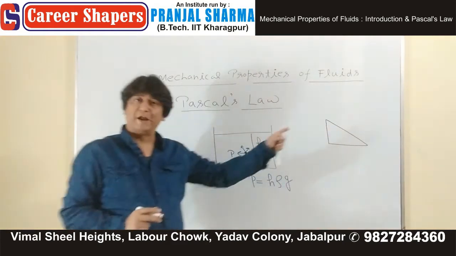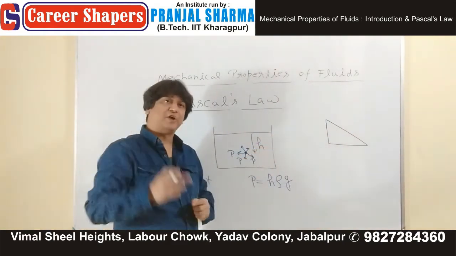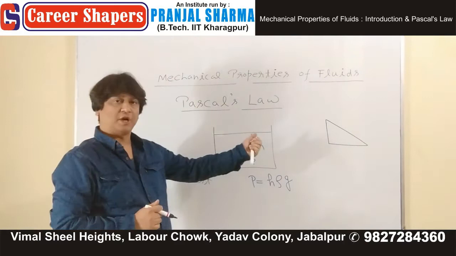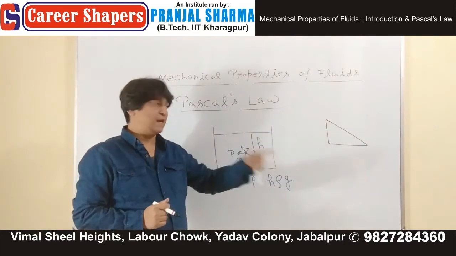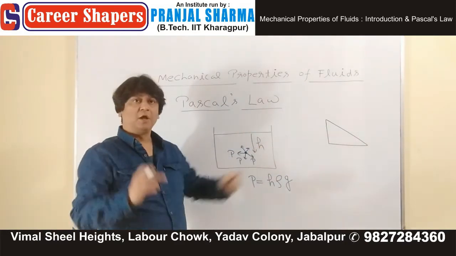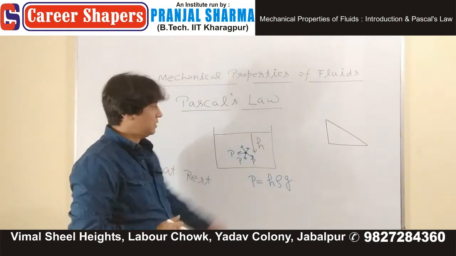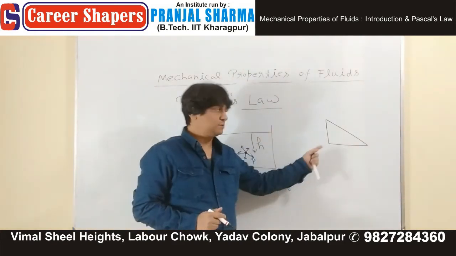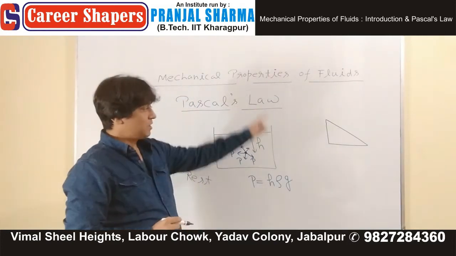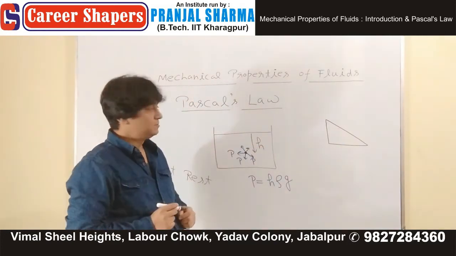What is this triangular portion? It can be any shape. It doesn't have to be a triangular shape. It will be easier for us to understand, and therefore we are taking a triangular shape. You can take any type of shape and the law is valid. But let's start with this. So we have a triangular prism.